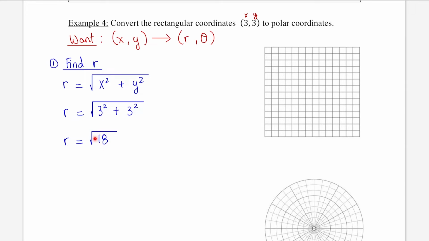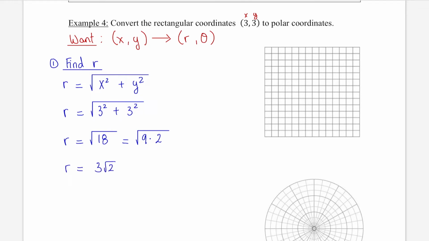So I'm looking at 18. I'm going to break 18 into 9 times 2. The reason why I broke 18 into 9 times 2 instead of 3 times 6, is because 9 is a perfect square. I will be able to take the square root of 9. So square root of 9 is 3. I will have r equals 3 root 2.